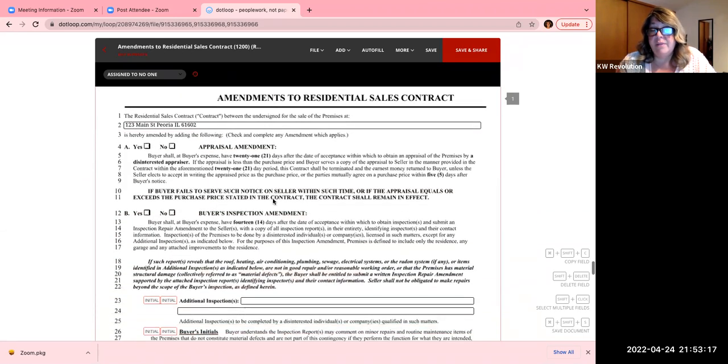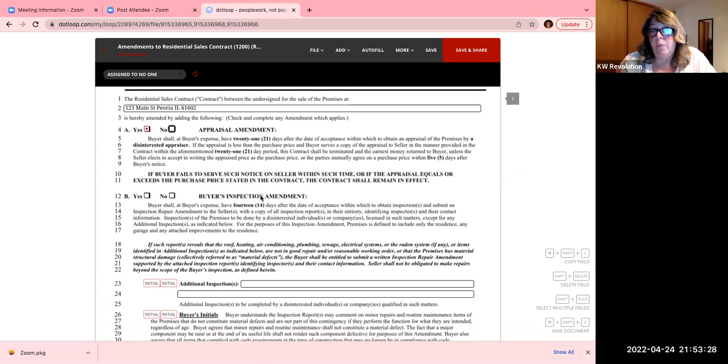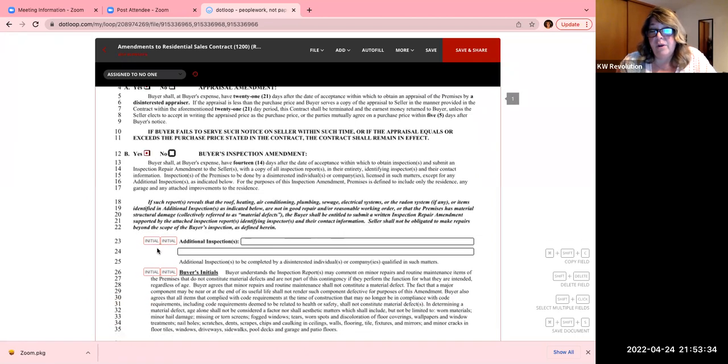Now the amendments for some of the other questions. If it was an appraisal, remember I just told you they have 21 days. So it spells it out right there. Every single one of these amendments spells out exactly what the terms are, like you have 14 days to have a buyer's inspection. Here is where you're going to put your additional inspections.